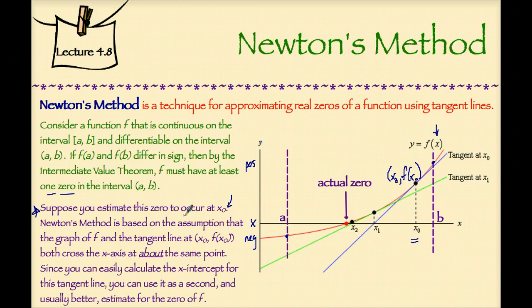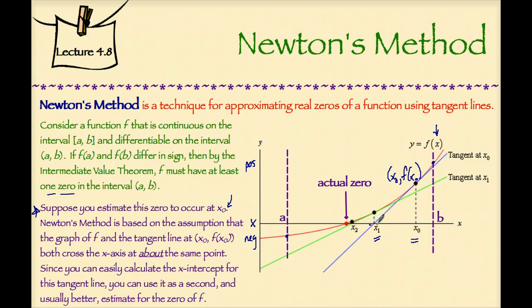Newton's method is based on the assumption that the graph of f and the tangent line at (x sub 0, f(x sub 0)) both cross the x-axis at about the same point. Notice this blue line is representing the tangent line at (x sub 0, f(x sub 0)). Newton's method is making the assumption that where this blue line crosses the x-axis, at the point x sub 1, is really close to where the actual curve crosses the x-axis. So this first x sub 1, which is the x-intercept of the tangent line, is an approximation of the 0. But we don't stop there.